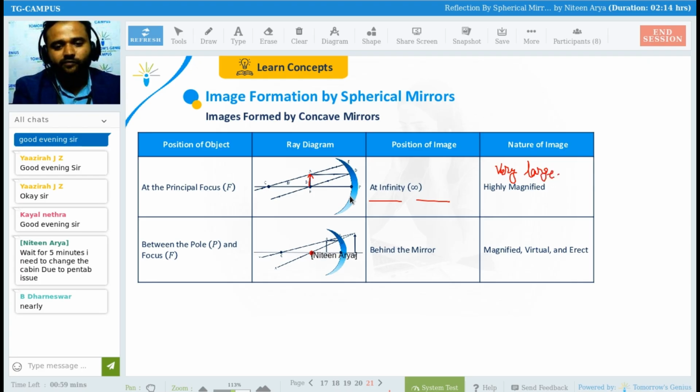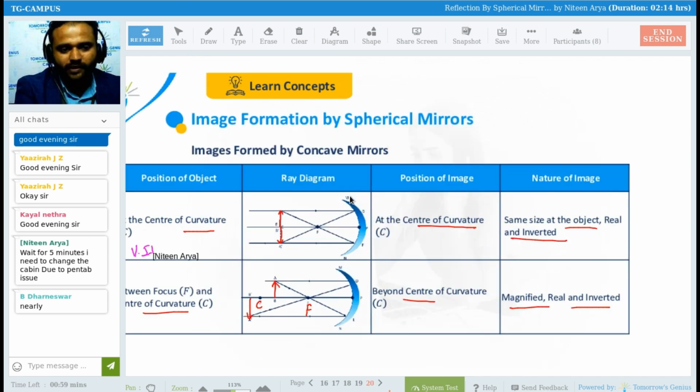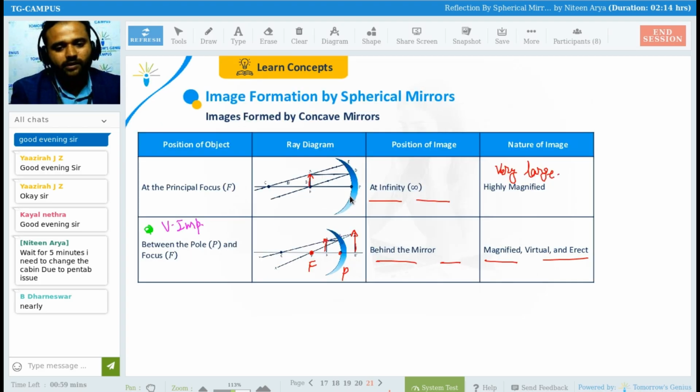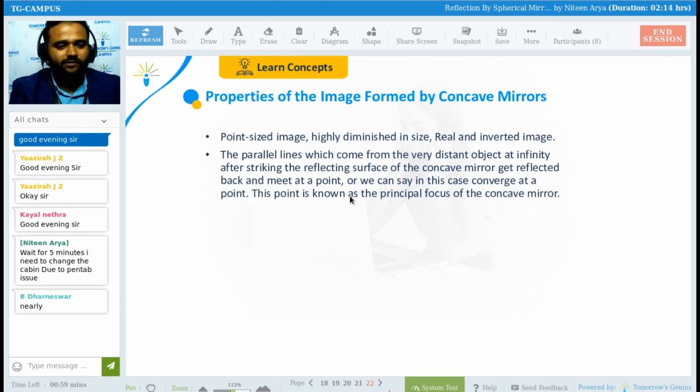Now if we put our object in between the focus and pole of a mirror, as you can see, we get an enlarged image, virtual and erect, behind the mirror. So that is a very, very important case, this one. Other cases are also important, but this one is very important. This one is also very important. And this one is most important. Is this clear, everyone? You already learned this thing in class 10th even.